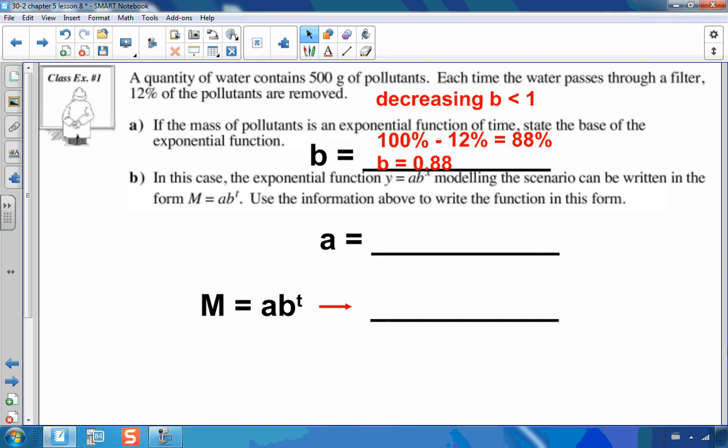A, of course, is my initial amount. That's how much I start with, which is 500. So putting that all together, my equation is going to be m equals a times b to the t, just like that.